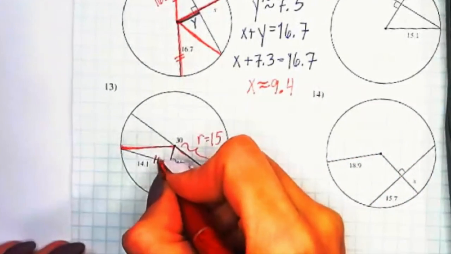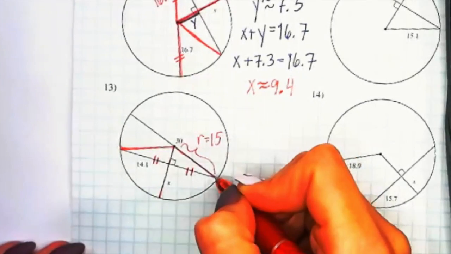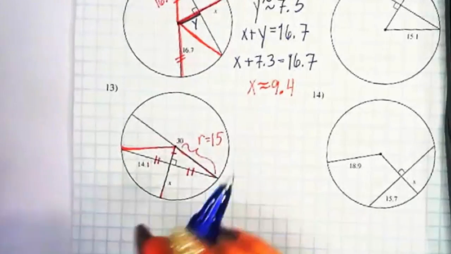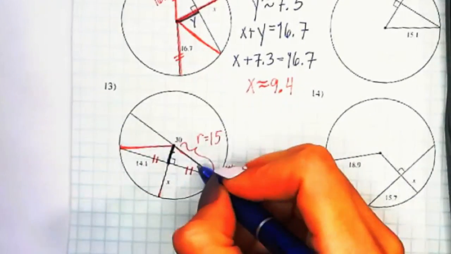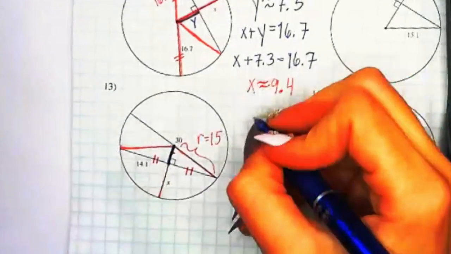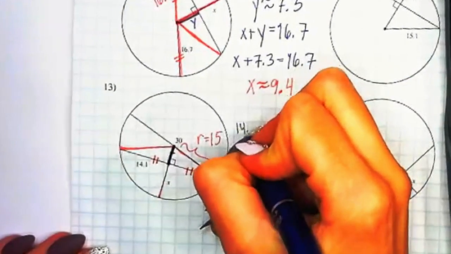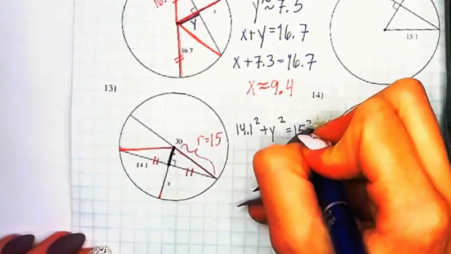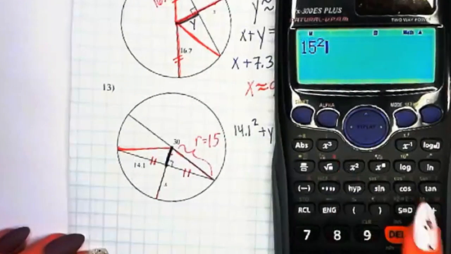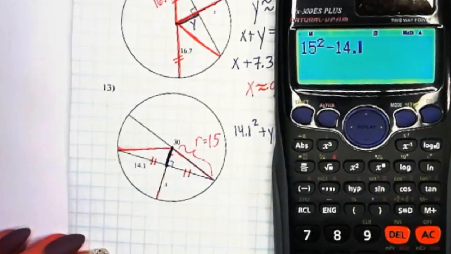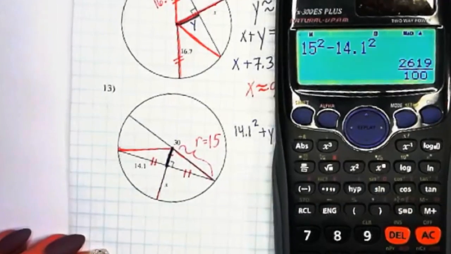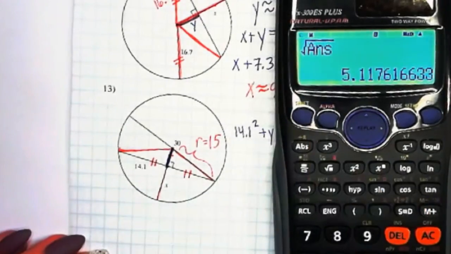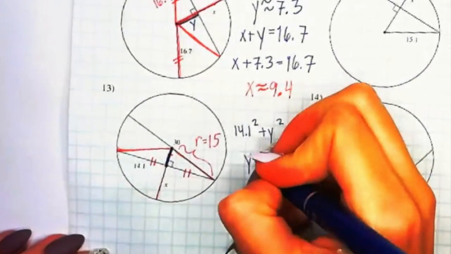Since that's 14.1, then this is 14.1. I'm going to go ahead and find this piece over here, similar to the previous example. It's just set up differently. So I'm going to find this piece first and subtract from 15, similar to before. 14.1 squared plus y squared equals 15 squared. 15 squared minus 14.1 squared, square root of the answer, shift equals, so the y value is about 5.1.